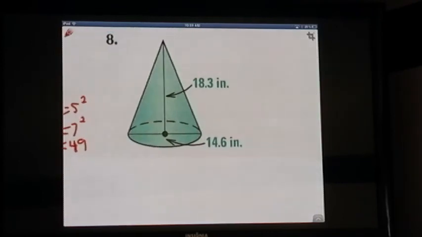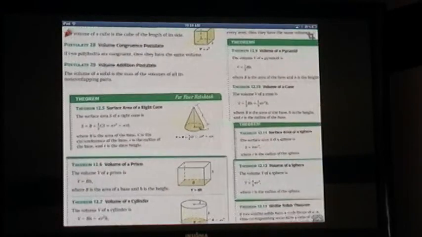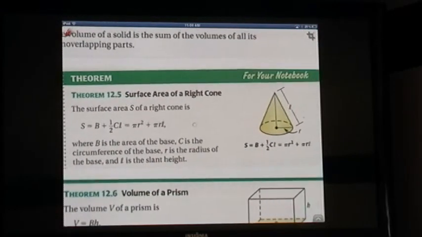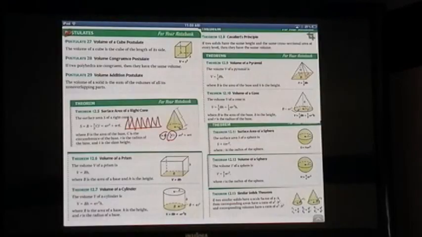All right, looking at your cone. Okay, let's go check our theorem list. For the surface area of a cone, it says that we need a base and 1/2 the circumference times the slant height. And that works very similar to how a triangle works, because if you were to stretch this out, just imagine if you were to cut a party hat and you wanted it to lay flat, it would make a bunch of little triangles like this. You can just kind of imagine that.